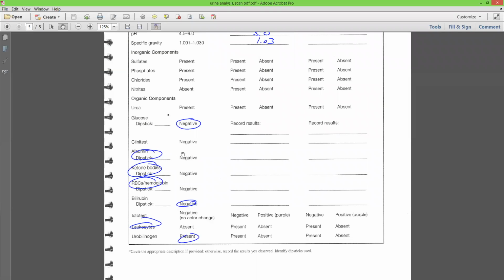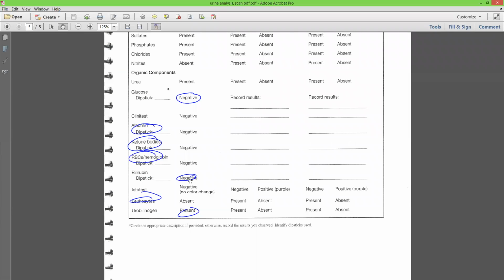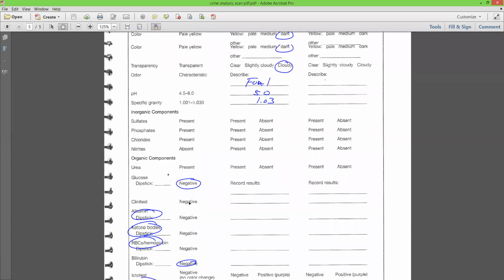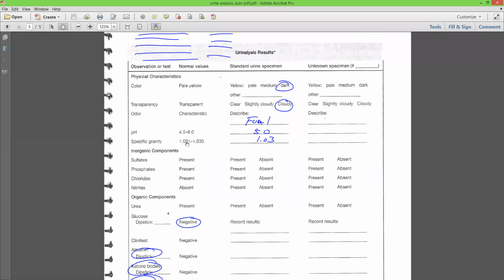Albumin, and this is just an example I have here on this person. So this person, no glucose, but albumin was present, ketones were present, red blood cells were present. Okay, no bilirubin, leukocytes were present. And then in this case, urobilinogen was present. So you just mark your findings, and all the different UA lab sheets have their own flow.